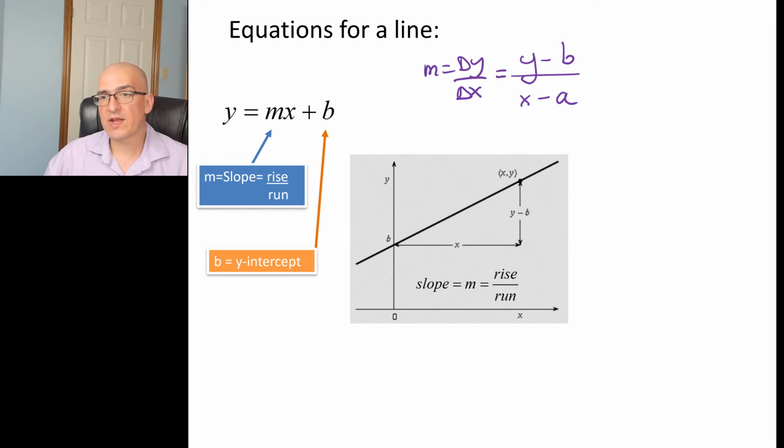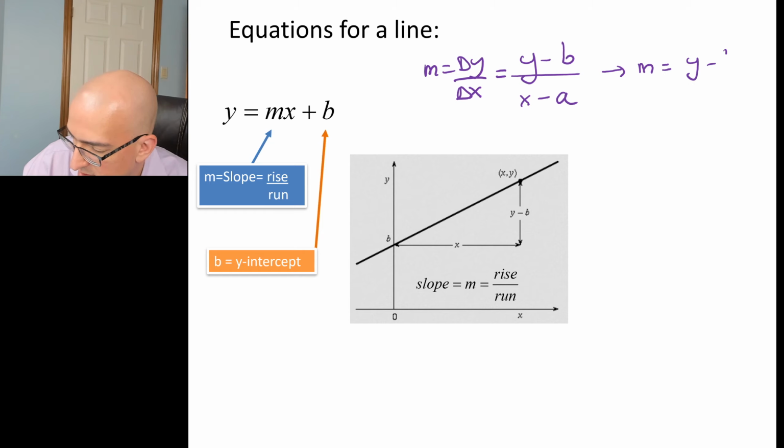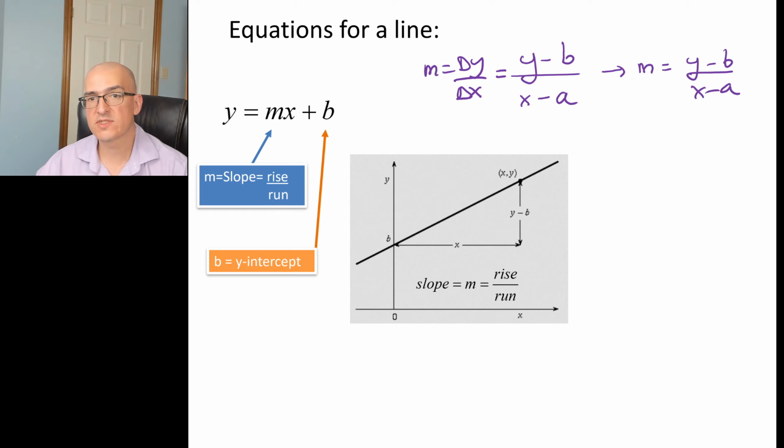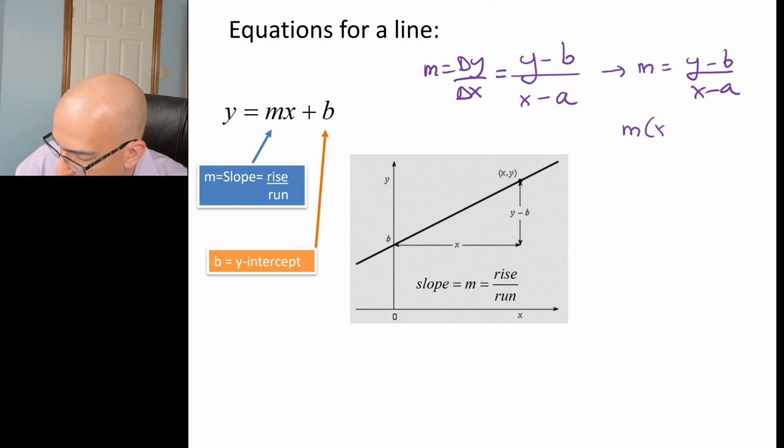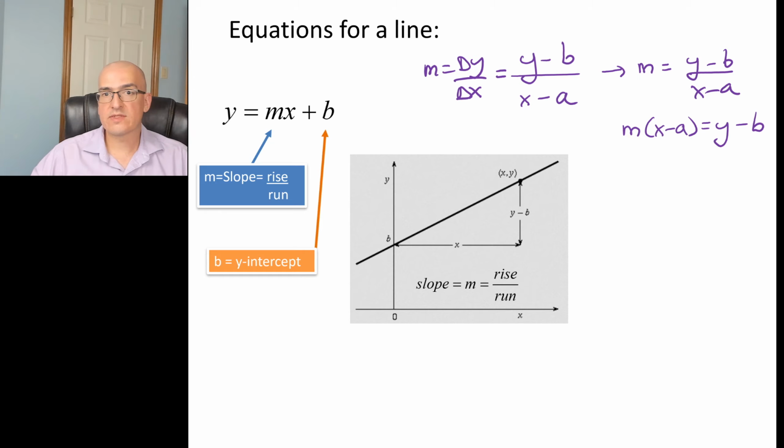What happens if we rearrange this? So m equals y minus b over x minus a. What if we cross multiply? Multiply both sides by x minus a. So m times x minus a is equal to y minus b. That's the derivation for the formula I'm about to show you.